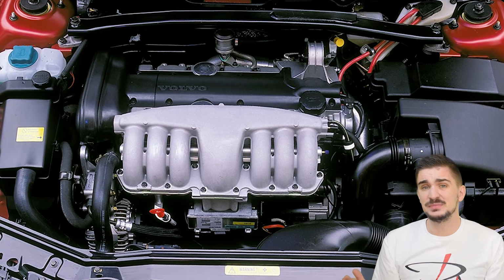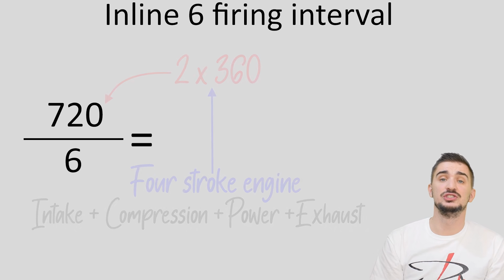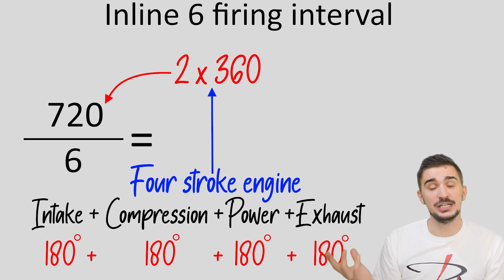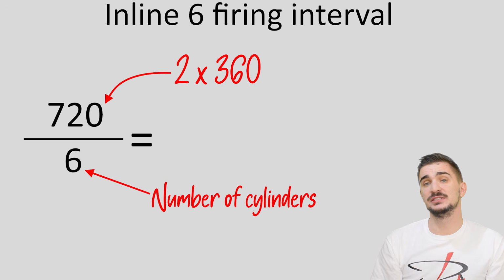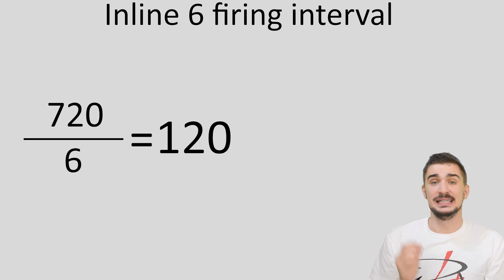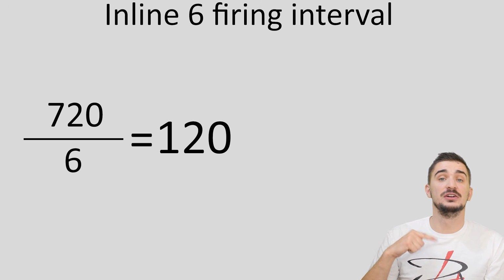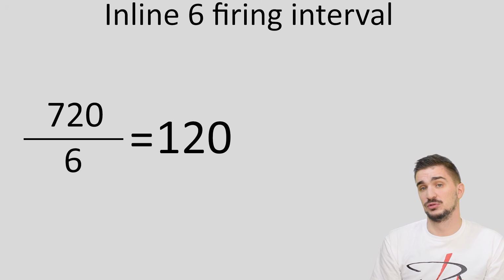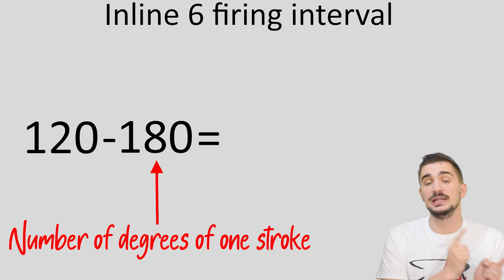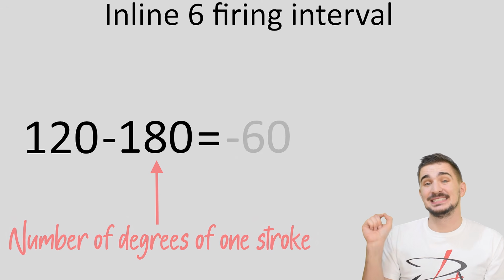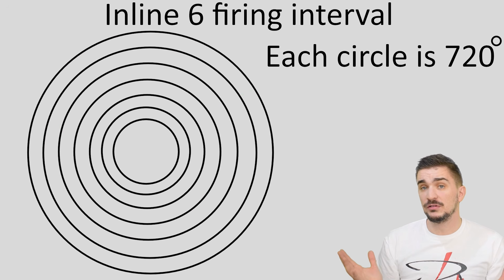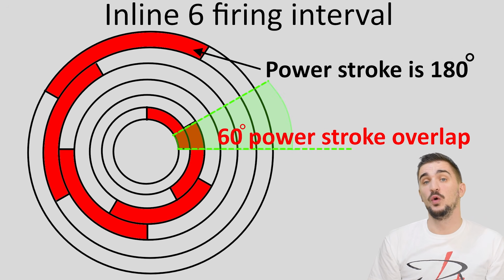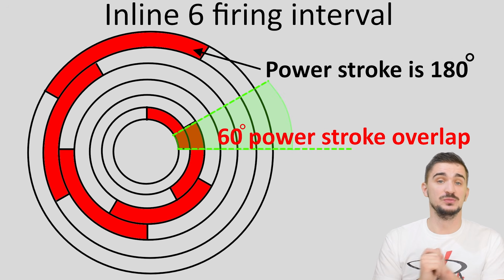It's beautifully balanced because, first of all, it has an even firing interval. If we divide 720, which is the number of degrees it takes a 4-stroke engine to complete one combustion cycle, by 6, which is the number of cylinders, we get 120 degrees. It tells us that the inline 6-cylinder engine fires every 120 degrees of crank rotation. If we deduct 120 from 180, we get minus 60. The minus tells us that we have 60 degrees of power stroke overlap, so that's pretty significant power stroke overlap, resulting in a very smooth engine.